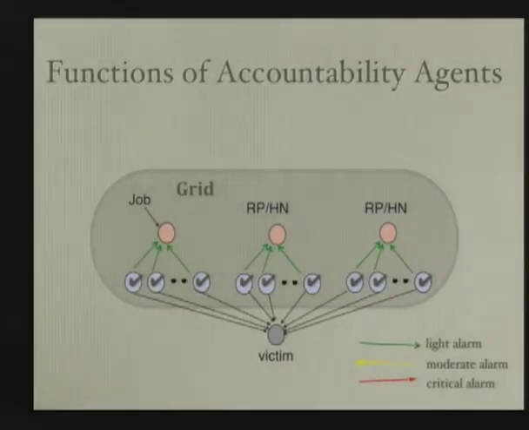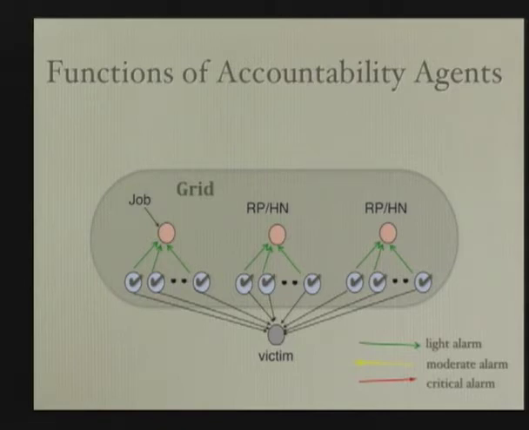This is the visualization of the three steps. If an anomaly is detected at the compute nodes, like here, where the blue nodes denote the compute nodes, then the agents located at compute nodes raise a light alarm to predecessor nodes. In this case, the predecessor nodes will be a resource provider or a head node.